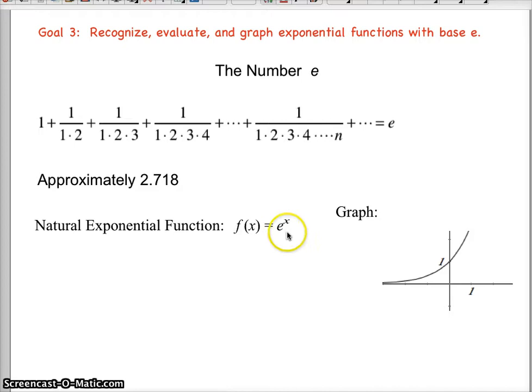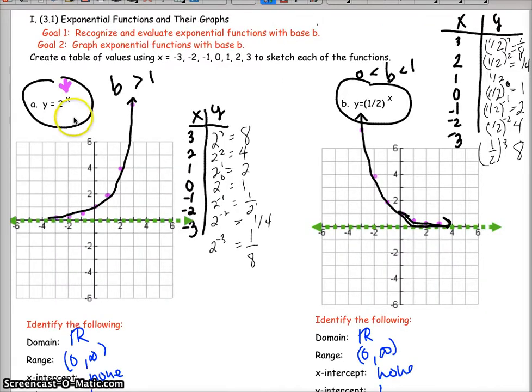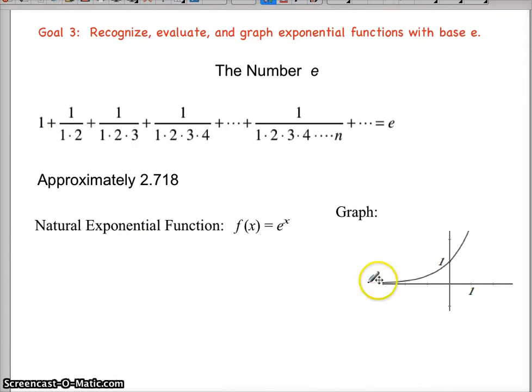So if you look at this function, e is approximately 2.7, so it is greater than 1, so it is an increasing function. Just like our previous example, 2 to the x power was also an increasing function. So this is going to look a lot like any other exponential function. So I just wanted you to recognize that.